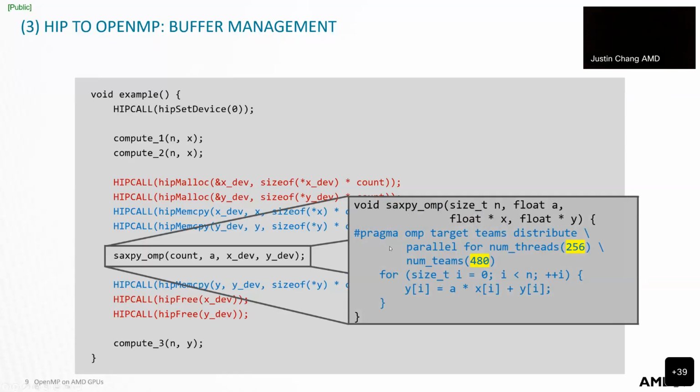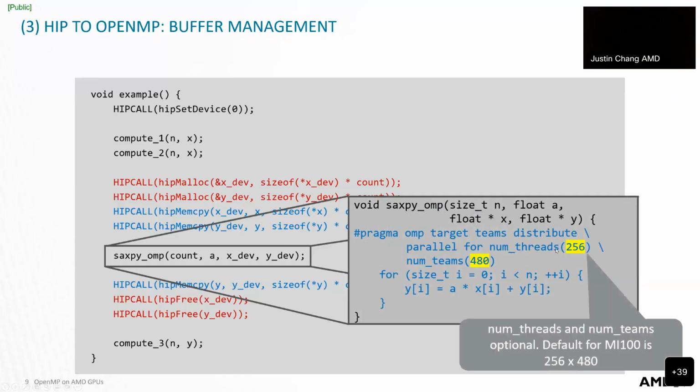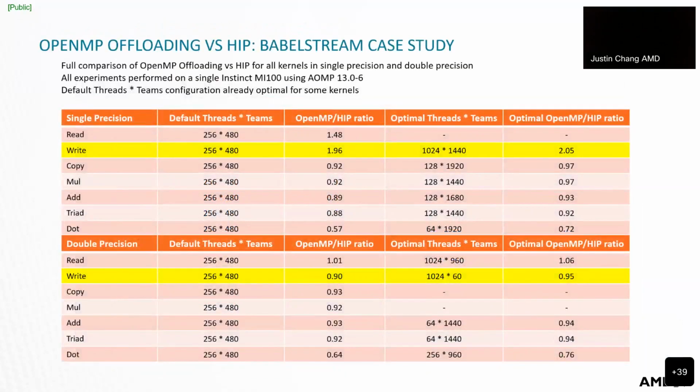Again, separate compilation units. And then this example here is a little bit interesting. Now I'm going to show just a little bit more of what you can do as you invoke OpenMP target offloading. There are two key directives you can use: number of threads as well as number of teams. So on MI100, the default configuration, at least with AOMP, is 256 threads by 480 teams. And these are parameters we strongly encourage the community, the users, to fine tune if they want to get the best performance on their specific hardware.